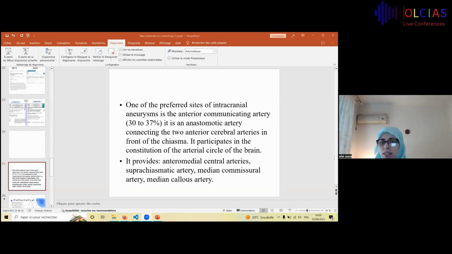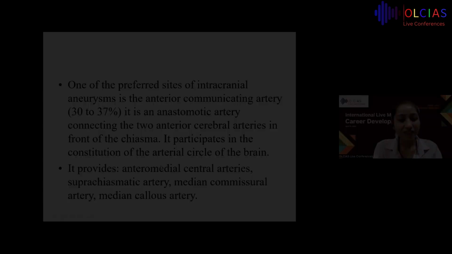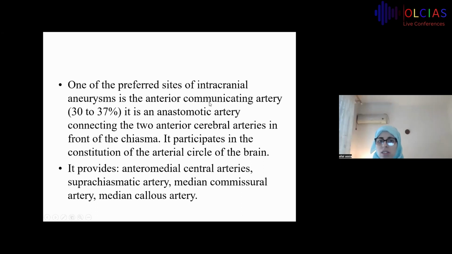One of the preferred sites of intracranial aneurysm is the anterior communicating artery, at 30 to 37%. It is an anastomotic artery connecting the two anterior cerebral arteries in front of the chiasma. It participates in the constitution of the arterial circle of the brain. It provides the anterior medial central arteries, the suprachiasmatic artery, the median commissural artery, and the median callosal artery.